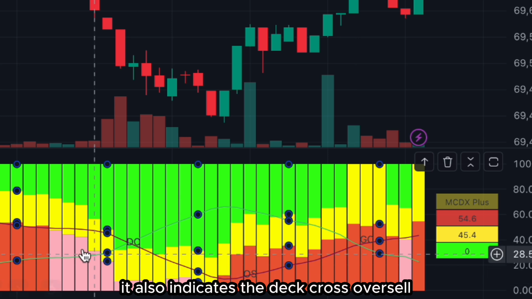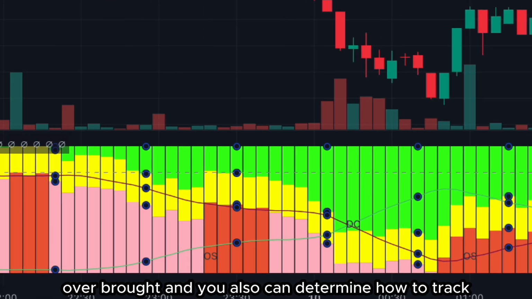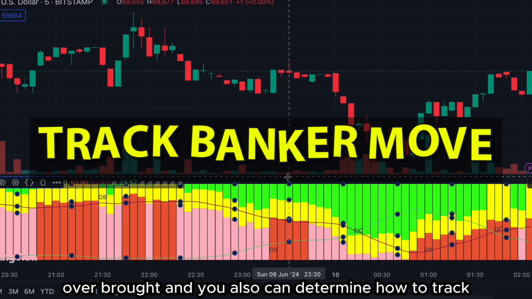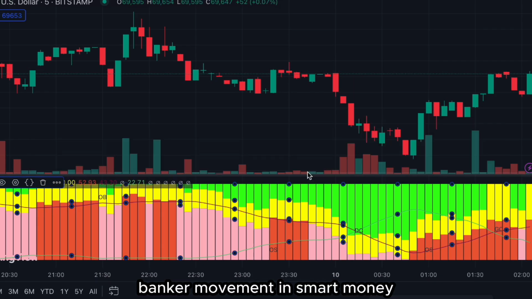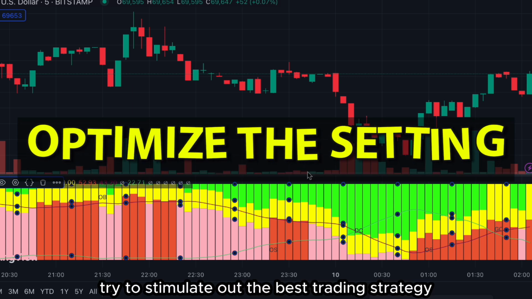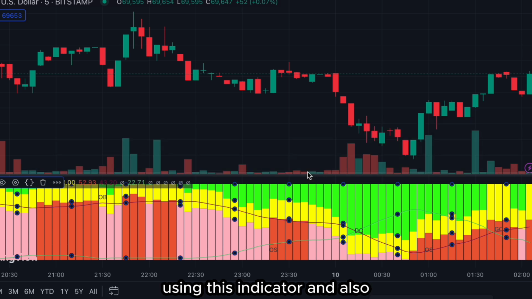It also indicates the dead cross, oversold, overbought, and you can also determine how to track banker movement in smart money. So in this video, we are going to go through this indicator, try to simulate the best trading strategy using this indicator, and also simulate our trading based on this indicator in TradingView.